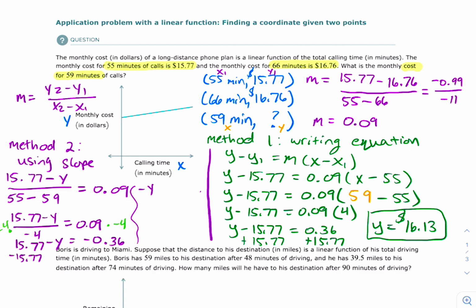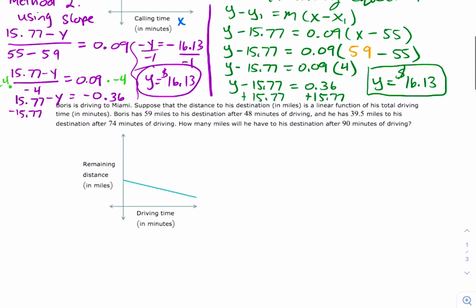So negative 0.36. Okay, and then next I'm going to subtract my 15.77 from both sides. So now I'm going to have a negative y equal to a negative 16.13, and then we would divide everything by that -1. So we end up with that same exact answer. Okay. So again, 2 different methods, same final answer. All right, so let's try another one.